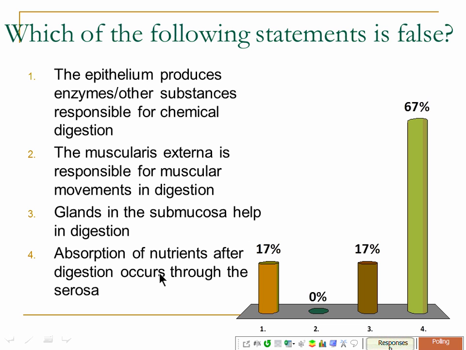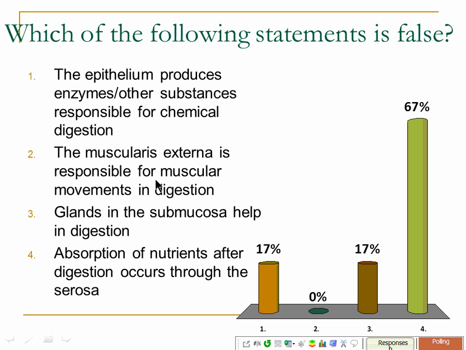Okay, the correct answer is the fourth one. Now let's look at this. The epithelium does produce enzymes and other substances responsible for chemical digestion. Remember, that's the epithelium cell. We just saw the brush border enzymes are part of the epithelium, right? In the stomach, for example, the parietal and chief cells were part of the epithelium. So that's where the secretion occurs.